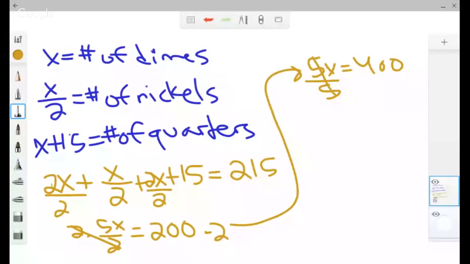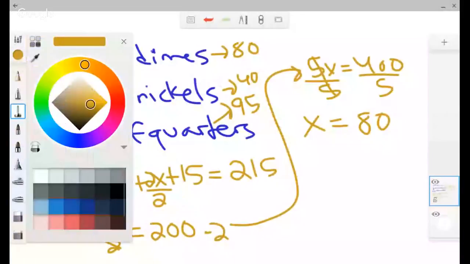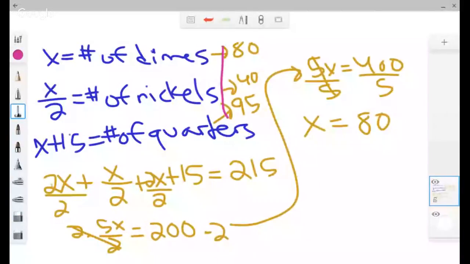So if I divide by 5, x is equal to, what would that be? 80, right? So the number of dimes would be 80, which means the number of nickels would be 80 divided by 2, would be 40. And the number of quarters would be 80 plus 15, would be 95. So these would be your 3 answers here, okay?